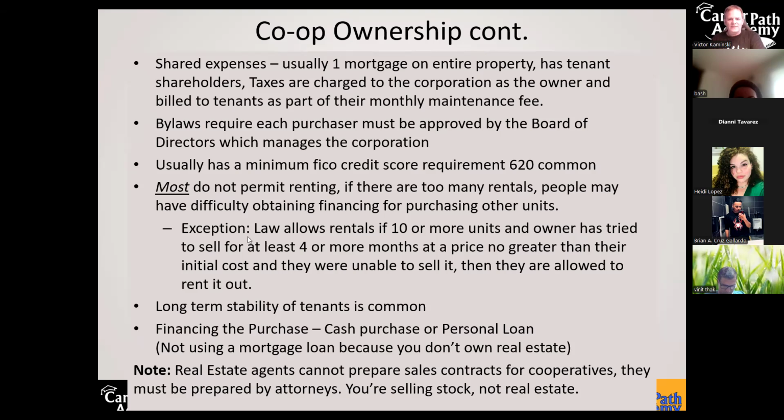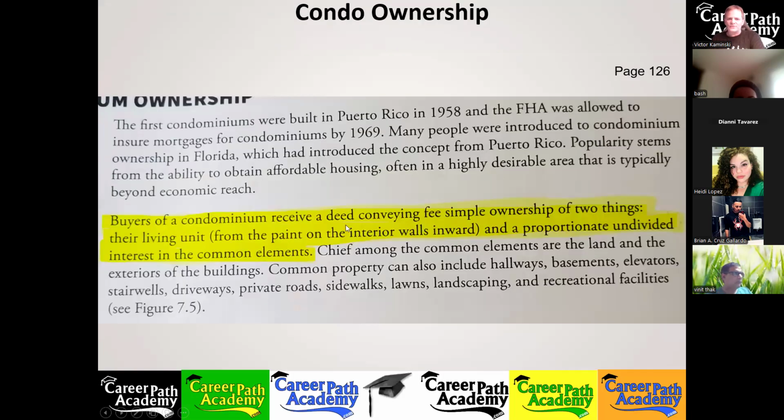So let's do the highlights here. Buyers of condos receive a deed conveying fee simple ownership of two things: their living unit from the paint on the interior walls inward, and a proportionate undivided interest in the common area elements.